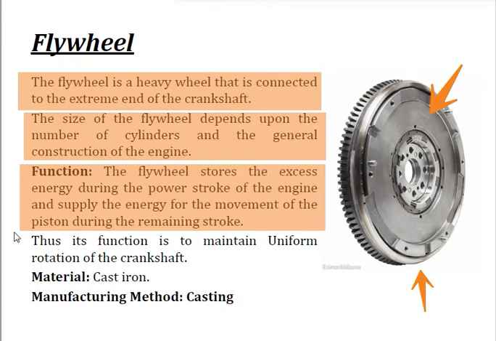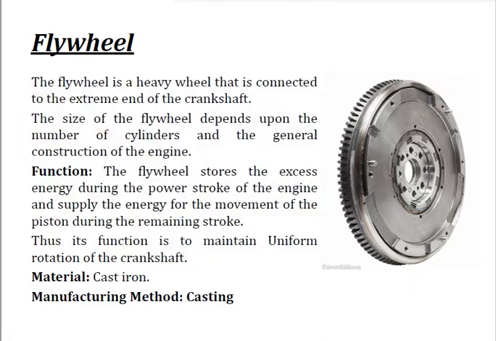And thus the function is to maintain uniform rotation of the crankshaft. So you can clearly see uniform rotation of the crankshaft is the major function of the flywheel. It acts as an energy storing device. Now what is the material used? Material is cast iron, and the method of manufacturing is the casting method.